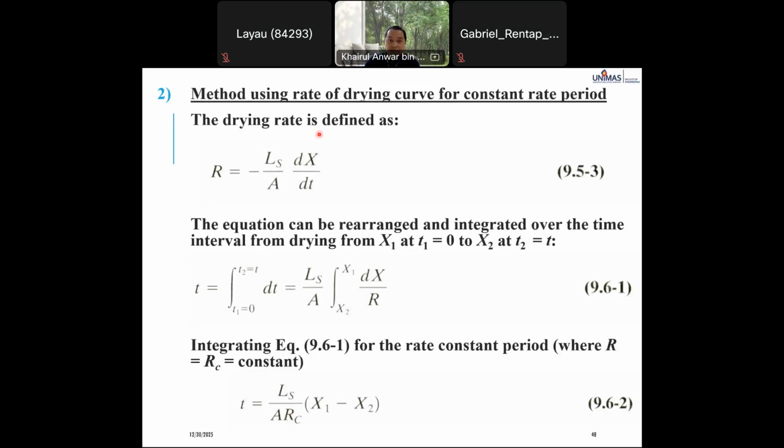Next method is using the rate of drying curve, R equal to negative Ls over A times dX over dt. The equation can be rearranged and integrated over time, drying from X1 at t equal to 0 to X2 at t equal to t. Then if you integrate it, t minus 0 is t equal to Ls over A Rc times X1 minus X2.